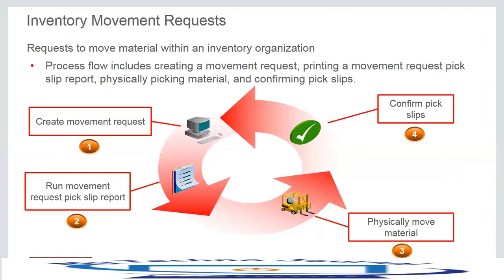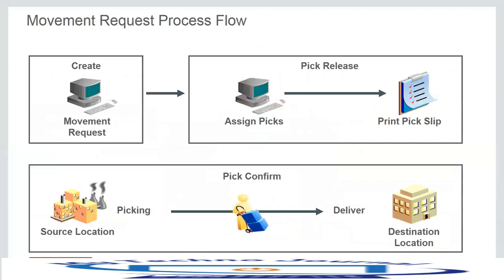So movement requests are the request for the movement of material within a single organization. Earlier we did a sub-inventory transfer where there is no document required. Here we are doing the same, but here we would be having a document. So this diagram depicts the movement request process flow. It includes the creation of the movement request, the pick release, wherein we are assigning the picks and printing the movement request pick slip report. And finally, we are doing a pick confirmation, which is done after physically picking the material, and then we will be confirming the pick slips.